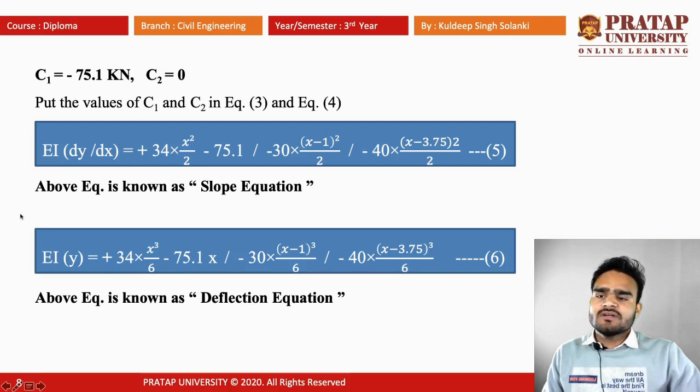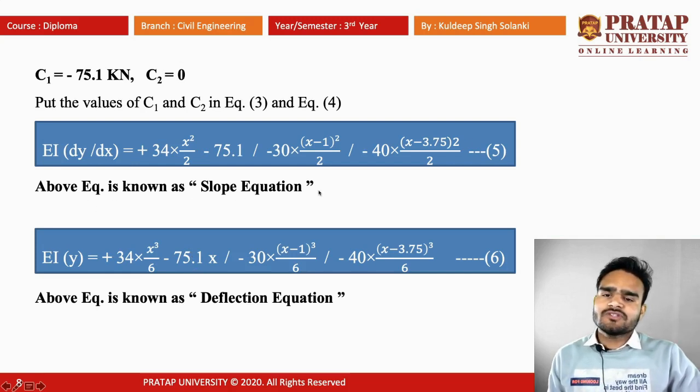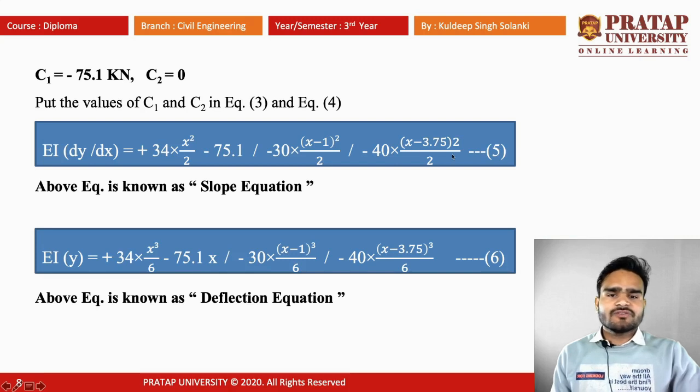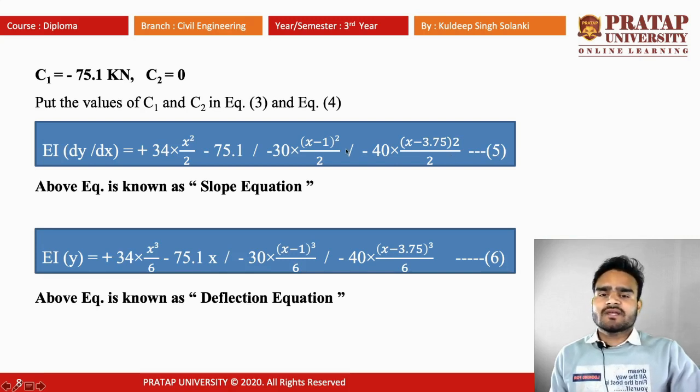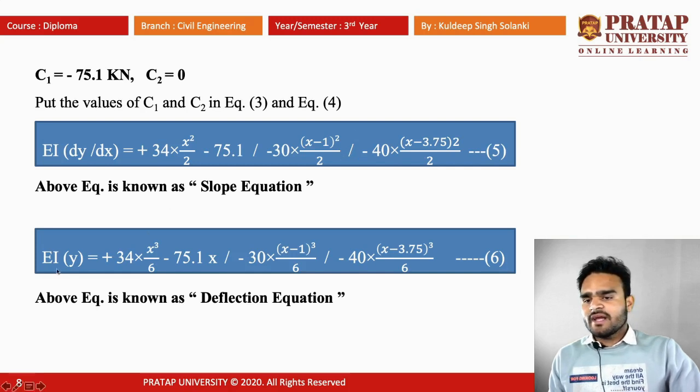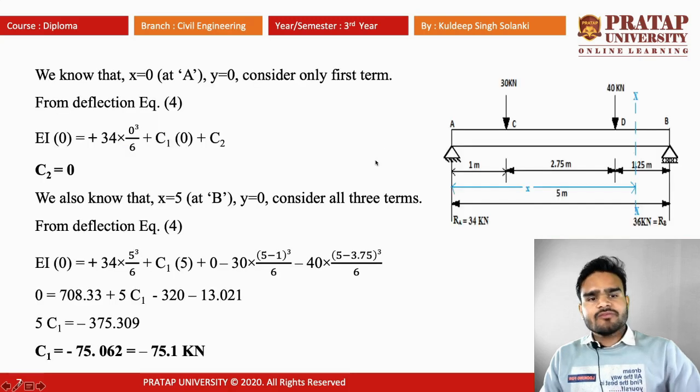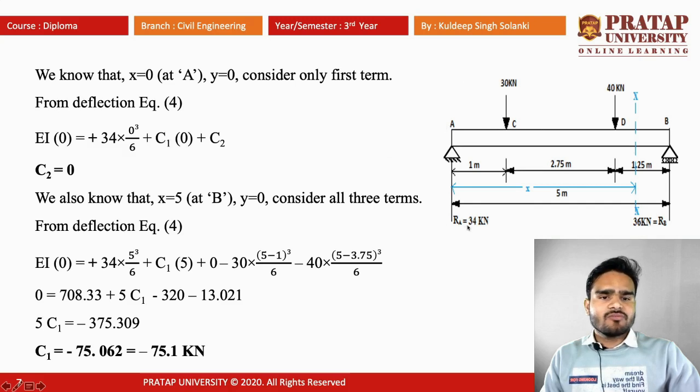The above equation is known as the slope equation. Equation number 5 is our final slope equation. With the help of this equation, we can calculate the slope anywhere on the beam. And this is our deflection equation. With its help, we can calculate the deflection anywhere on the beam simply by putting in the value of x. If we put the value of x from A to C, we use only the first term; from C to D we use both terms; and from D to B we use all three terms.